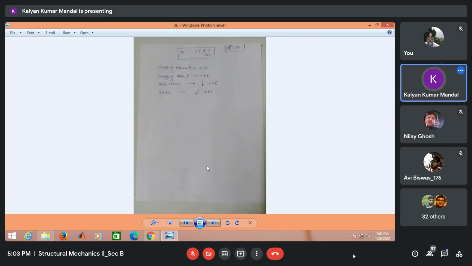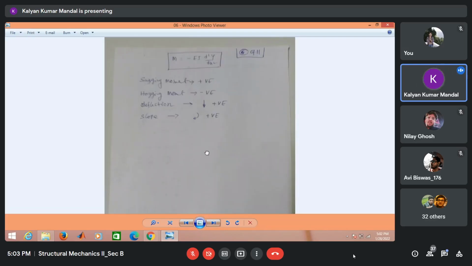Now, just write the summary. That is m is minus EI d2y dx2. This is the expression for the moment curvature relationship, and we consider the sagging moment as positive, hogging moment as negative. Deflection, if it is in the downward direction, should be considered as positive. Similarly, the slope in clockwise direction is considered as positive slope.